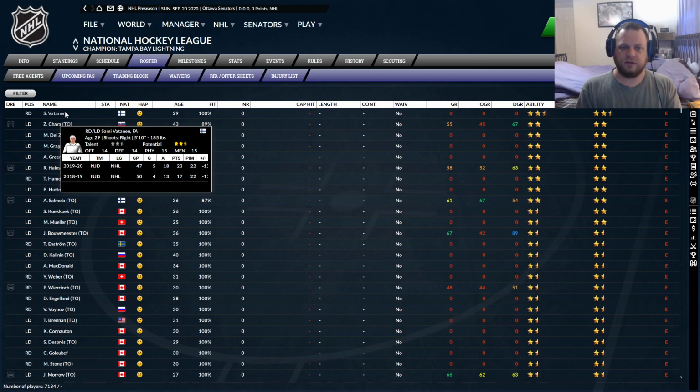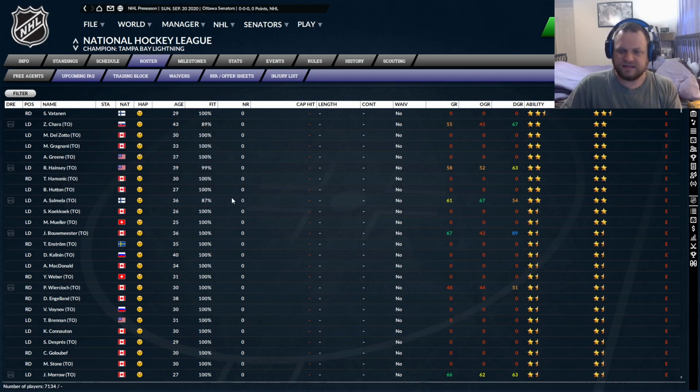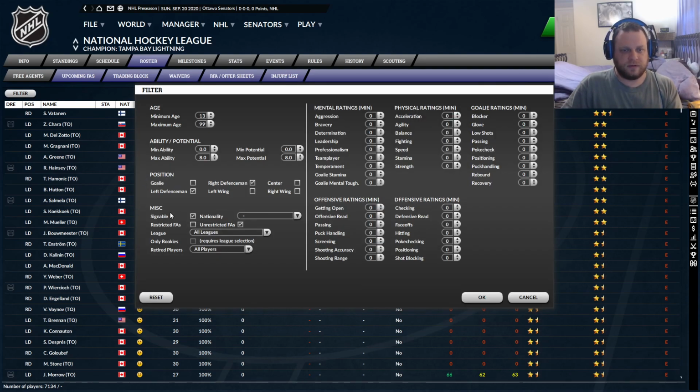But typically you should really look at that early in July, when there's the biggest amount of defensemen available. Okay, so that's for free agents, and of course, you can put the restricted free agents in there.